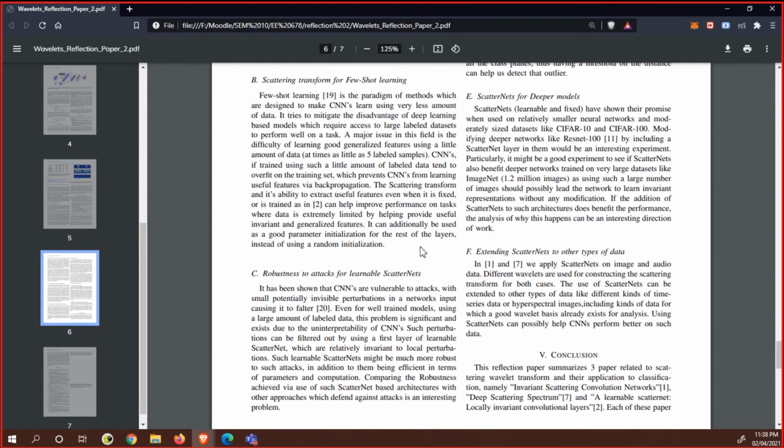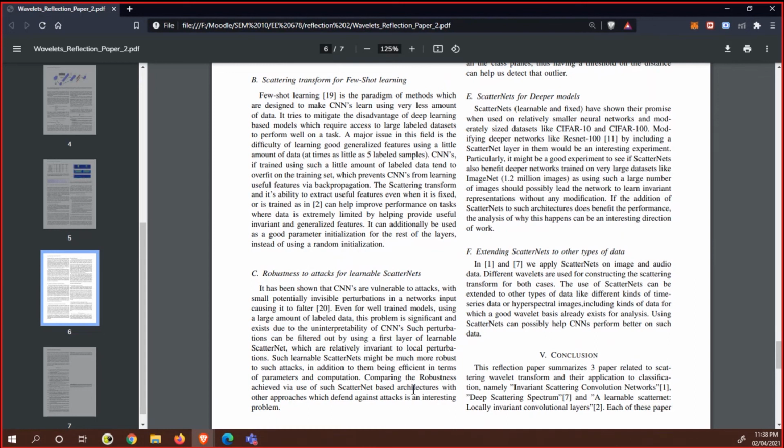But if we instead use a scatter net to first extract features from the image, that would reduce the number of trainable parameters, and it can probably be very helpful in few-shot learning, helping to mitigate the problem of overfitting due to a large number of parameters, and also providing very useful, general features which can be classified with ease, instead of relying on very specific features extracted from as few as five images.